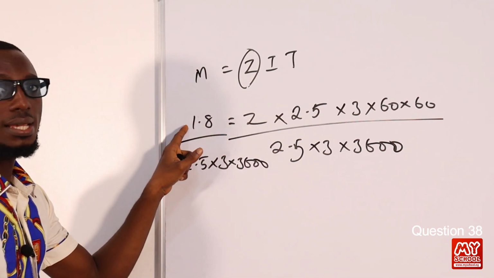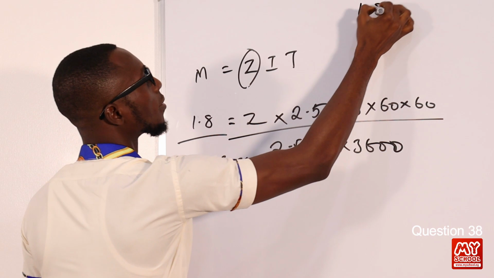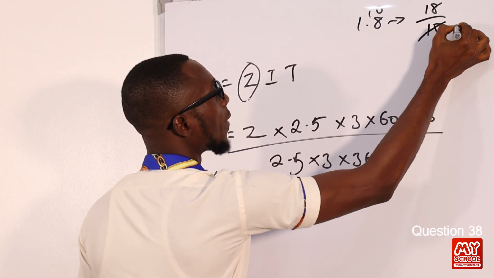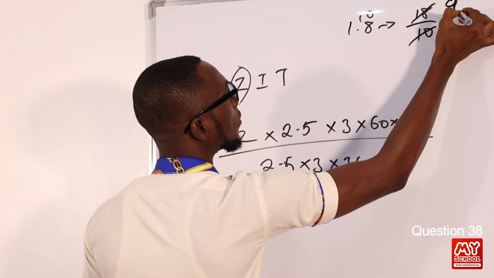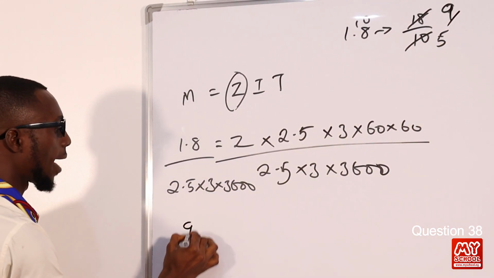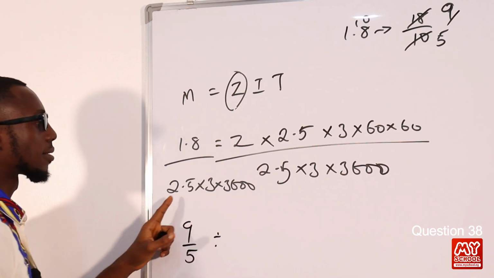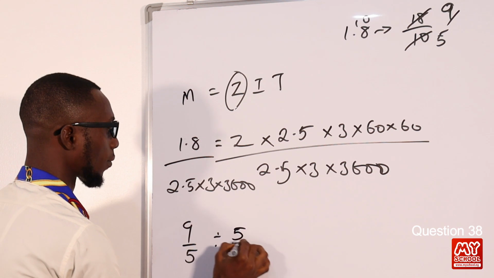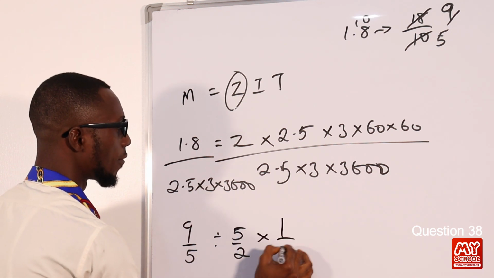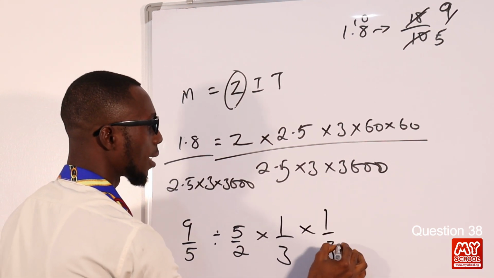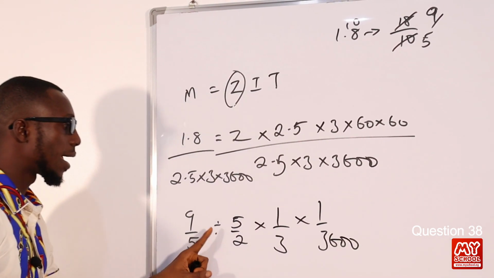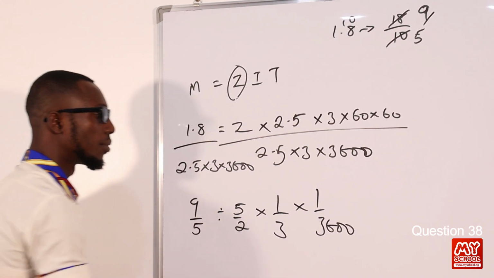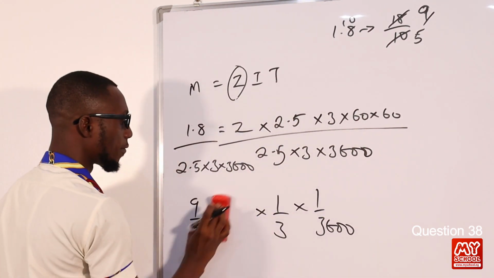Okay, so I can make this easier. We know 1.8 means 18 over 10. 2 here 5, 2 here 9. So this means 9 over 5 divides 2.5, which means 5 over 2, right? Times 1 over 3 times 1 over 3,600. So let's save time. When we switch signs to times, this one goes up, this comes down. So we are going to have times 2 over 5.